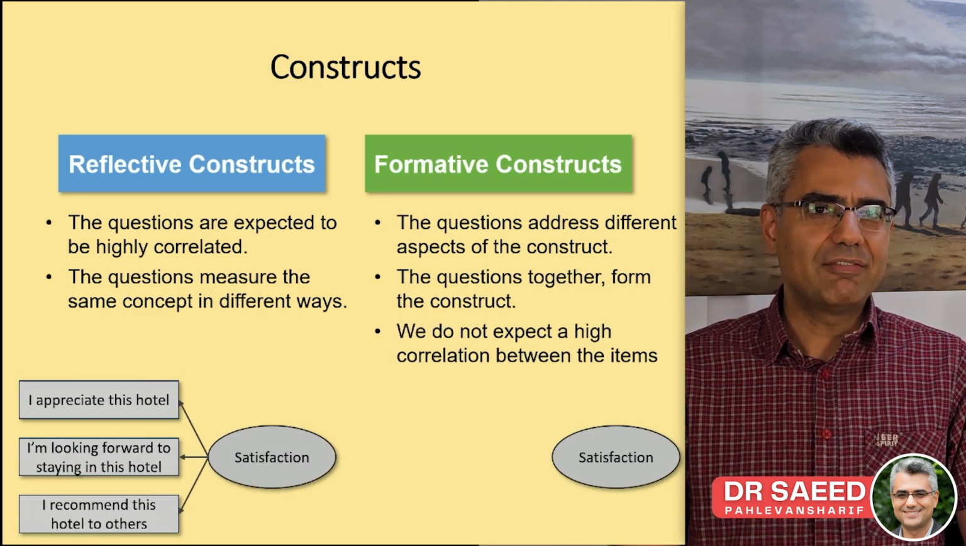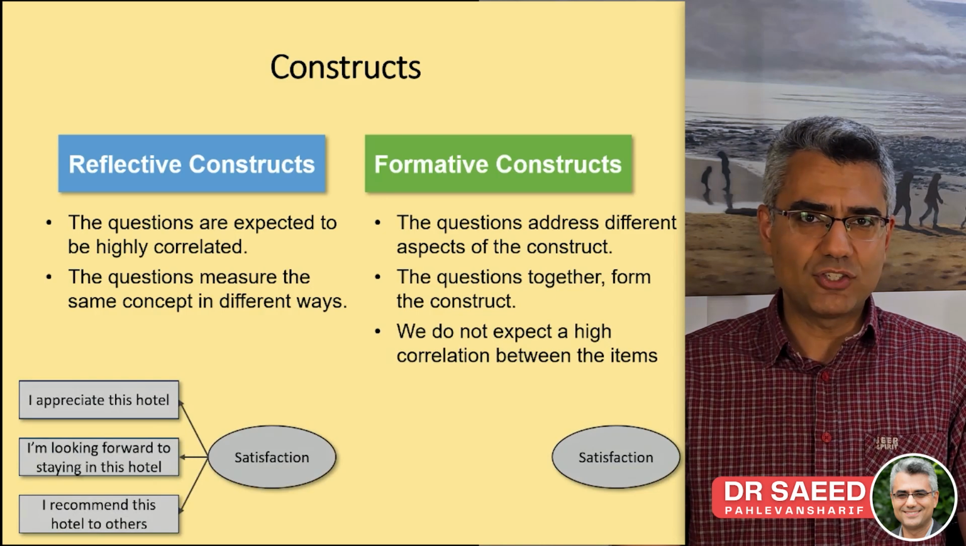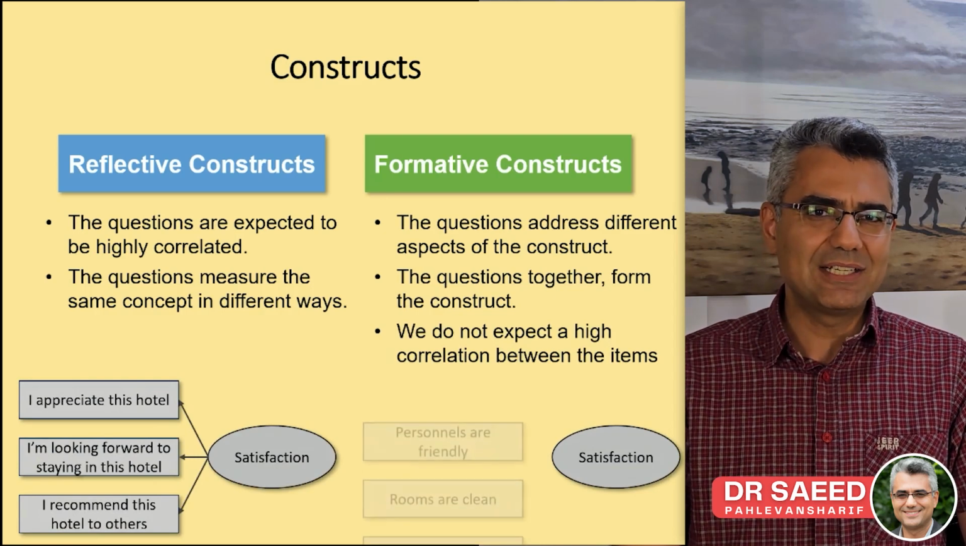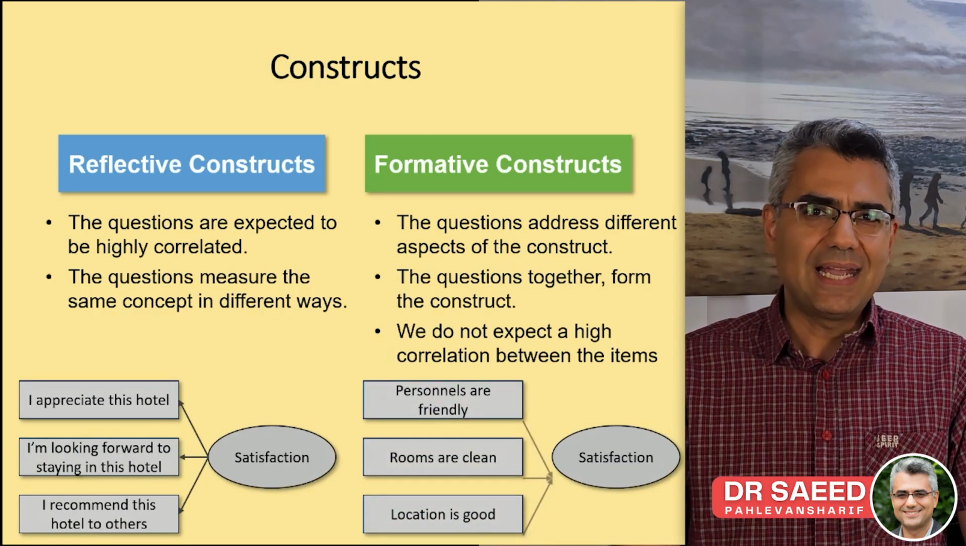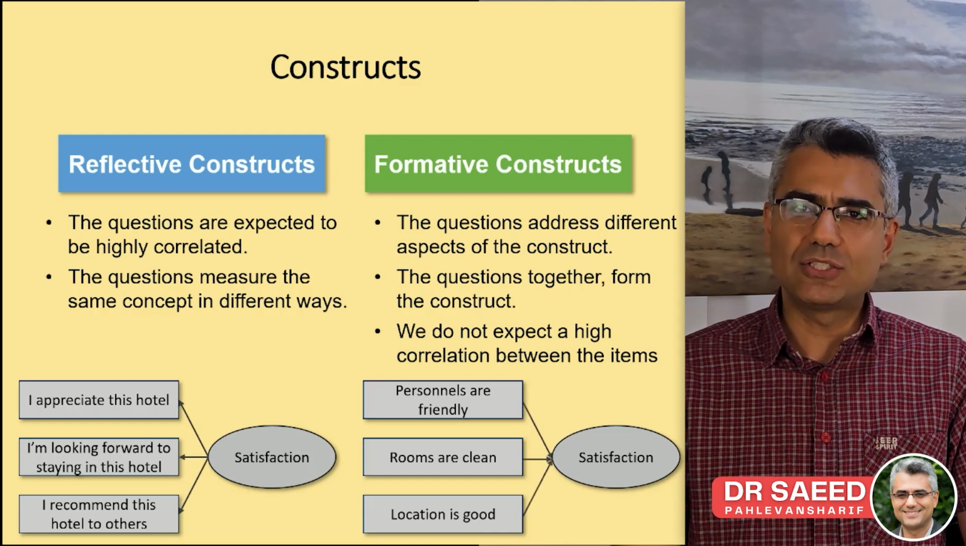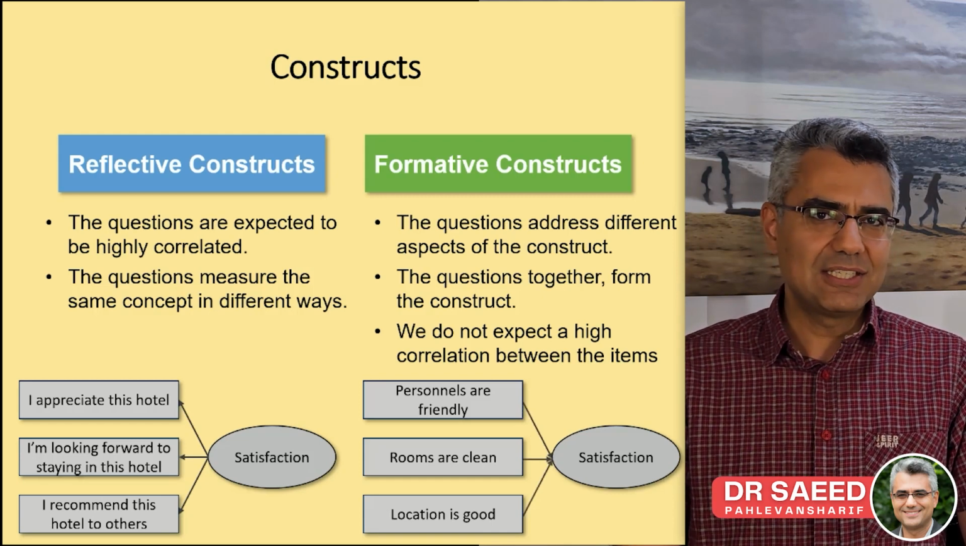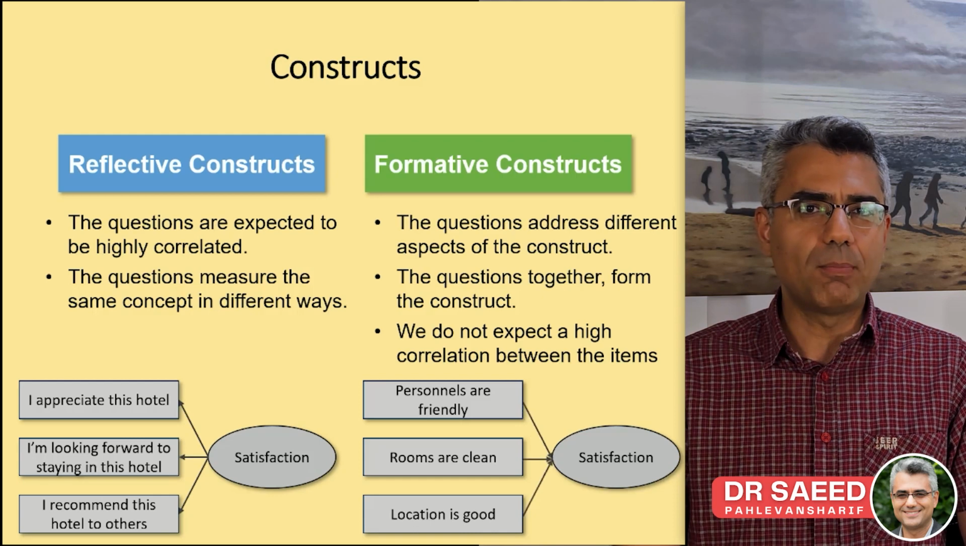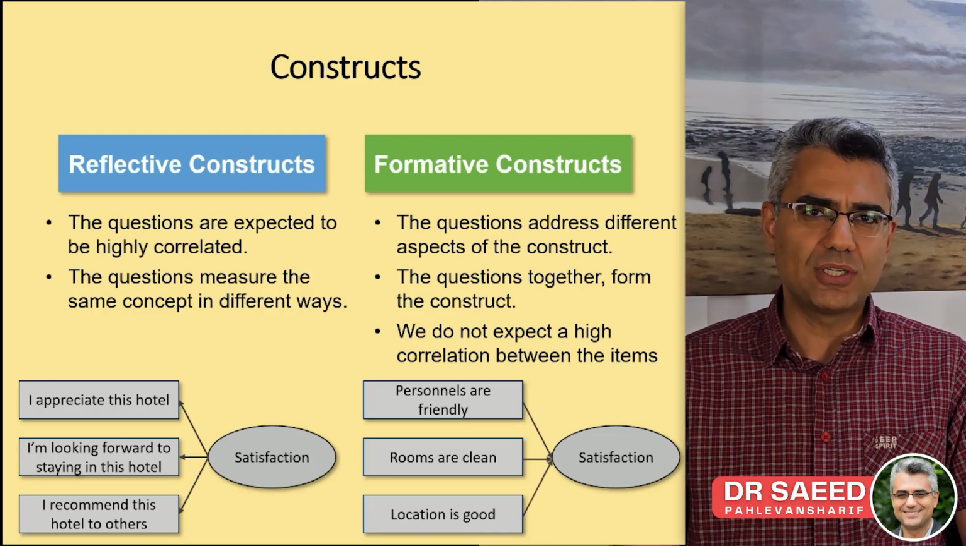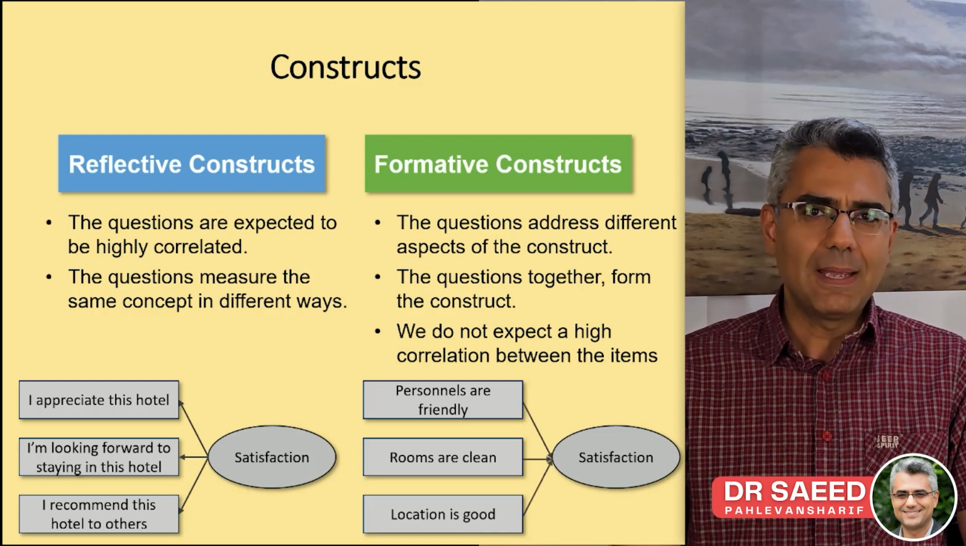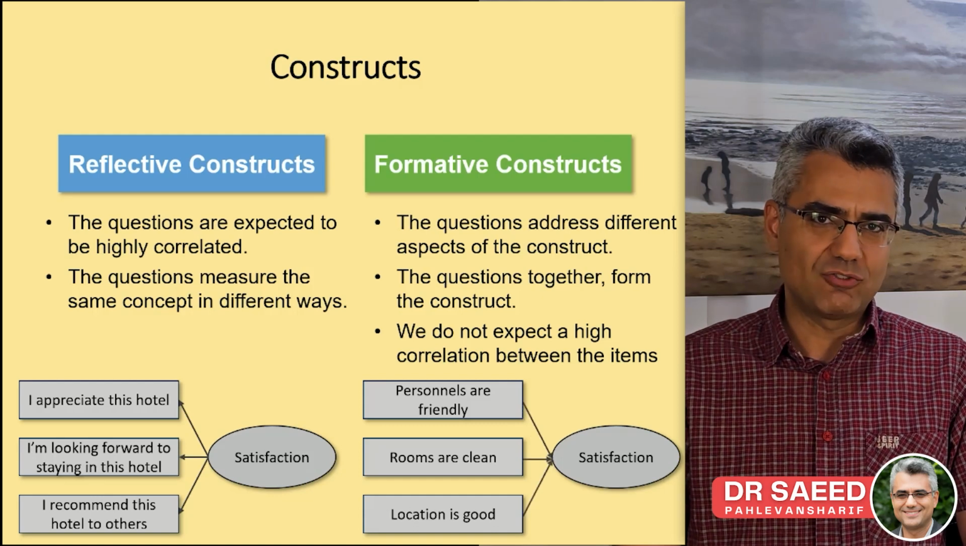On the other hand, in a formative measurement of satisfaction, we assume that the indicators are not interchangeable and they capture different aspects of the construct. In this scenario, satisfaction is formed by combining these indicators or questions, and removing one of them may change the overall meaning of the satisfaction.